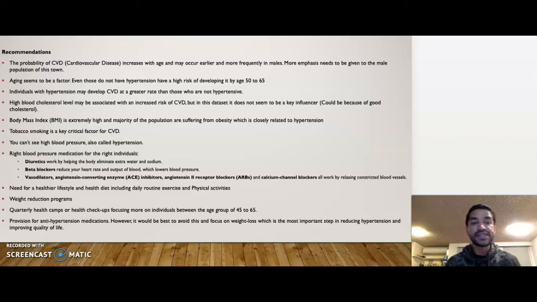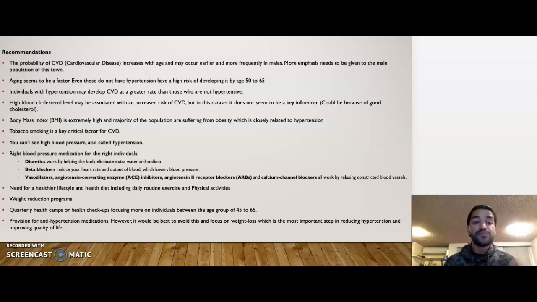We've prescribed 3 types of blood pressure medication, like beta blockers, for example. So based on the type of individual, based on their health, we should prescribe the right type of medication for them. There's a need for a healthier lifestyle, a healthier diet, a healthy routine, maybe physical workout, regular exercise, weight reduction programs, regular health camps or health checkups, focusing on individuals mainly between the age group of 45 and 65.